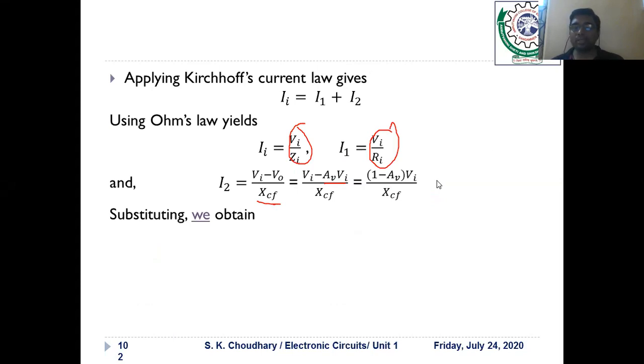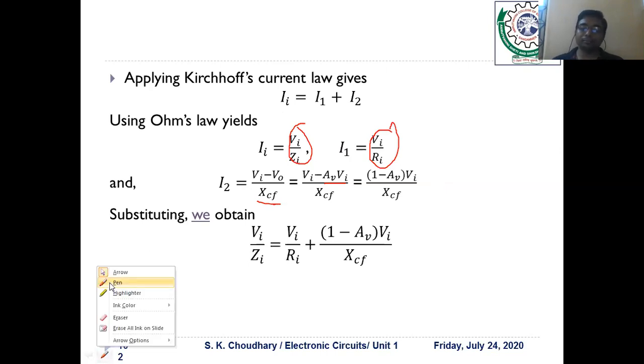So after substituting, what did we obtain? We have to substitute the values of I1 and I2 into this formula. So it becomes Vi upon Zi is equal to Vi upon Ri plus (1 minus AB) Vi upon XCF. Please note down all the equations.